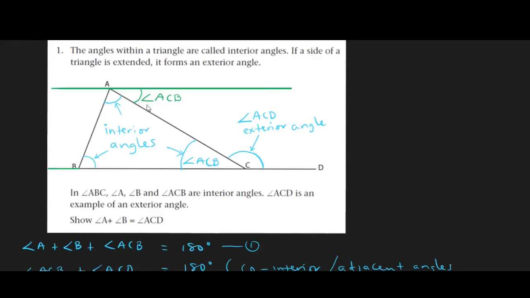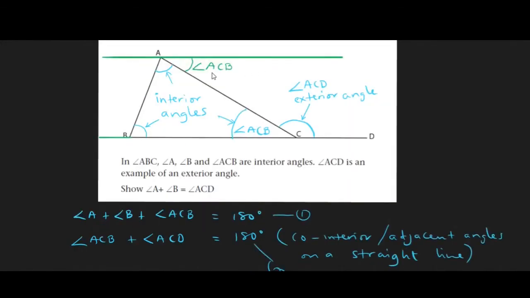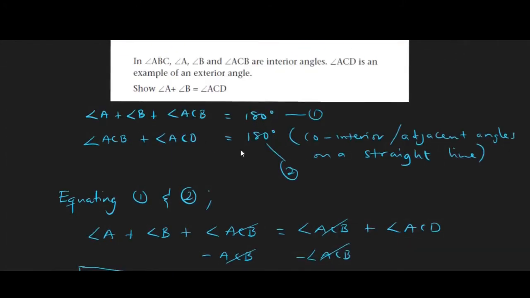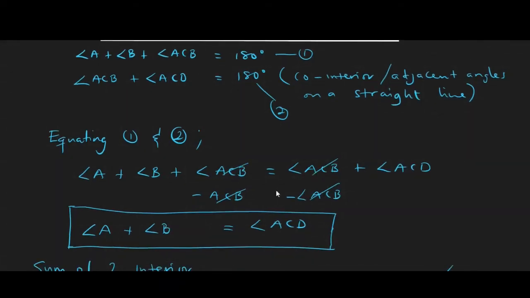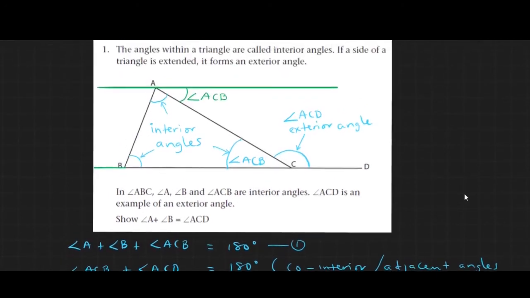Now, when that happens, these two angles are also co-interior because they are on the same side of the transversal. So we can say that angle ACB and angle ACD add up to 180 degrees. So if both equations add up to 180 degrees, then we can equate the two equations. When we do so, angle ACB cancels out, and then we have angle A plus angle B is equal to angle ACD. Now, this establishes a fact about triangles, that the sum of two interior opposite angles is equal to the exterior angle.